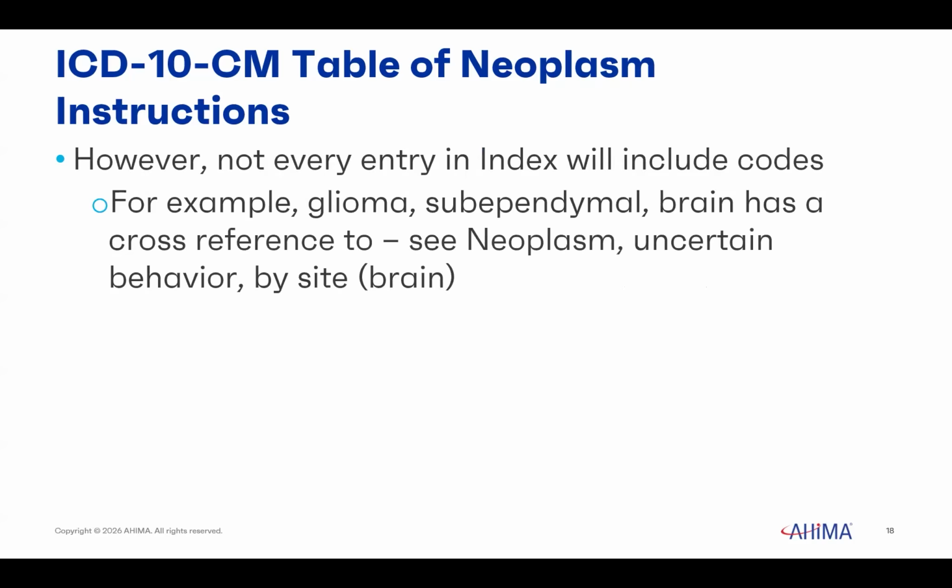However, not every entry in the index is going to include the codes. Glioma, subependymal brain has a cross reference and directs you to go back to the neoplasm table. See neoplasm uncertain behavior by site. So you may have to check both places.